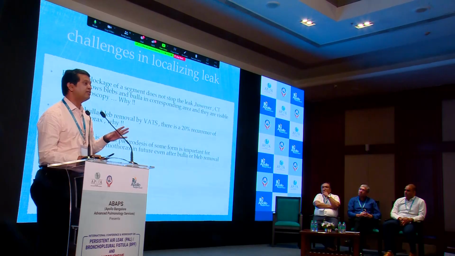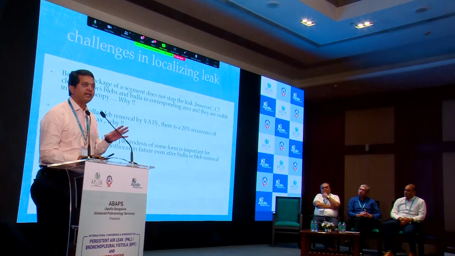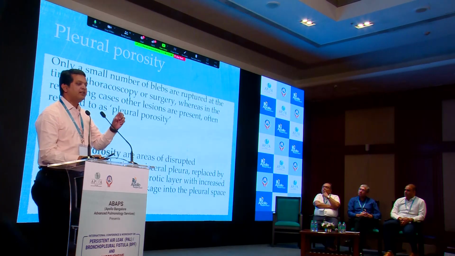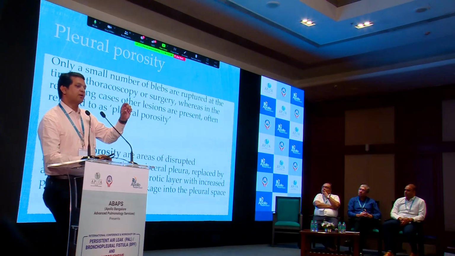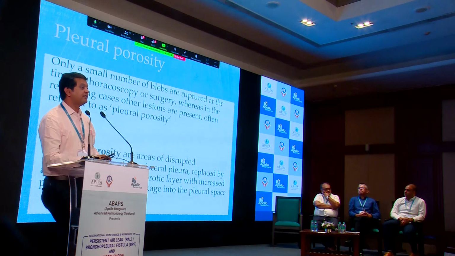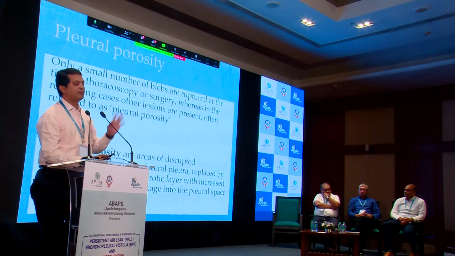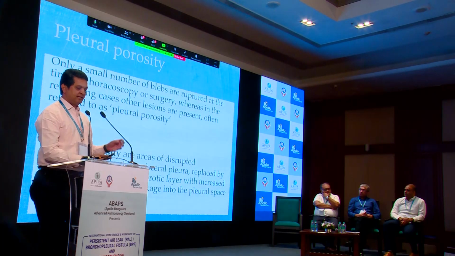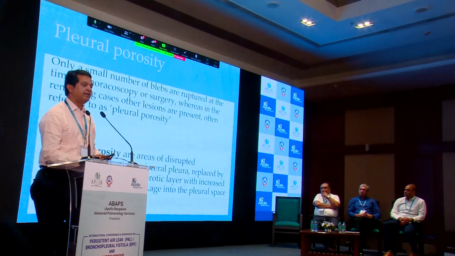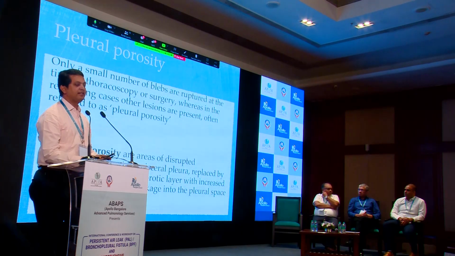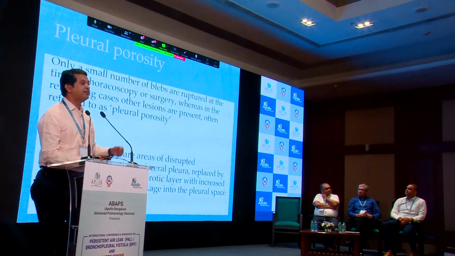It's happening because of an entity called pleural porosity. It's not a single point. It's not that one bleb is causing a problem. It's not just the small number of blebs which are rupturing at the time of thoracoscopic surgery, whereas the remaining areas around the blebs are also very porous. Those are called pleural porosity. These are the areas of disrupted mesothelial cells. These are replaced by an inflammatory elastofibroblastic layer with increasing porosity, allowing air leakage into the pleural space.